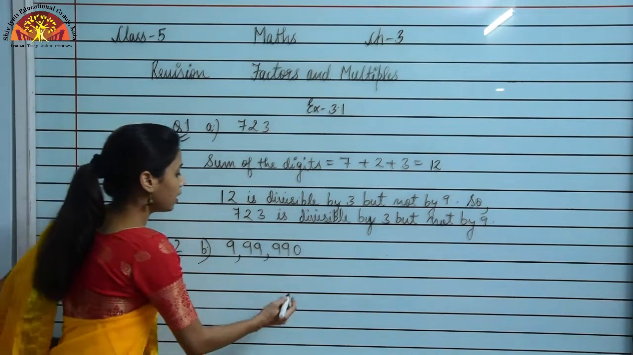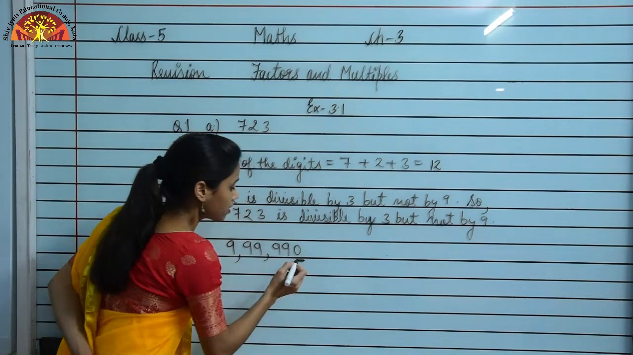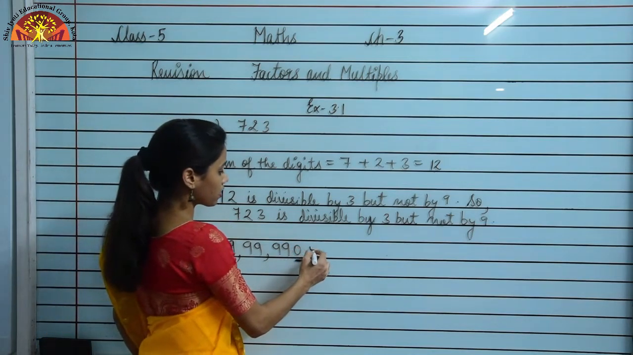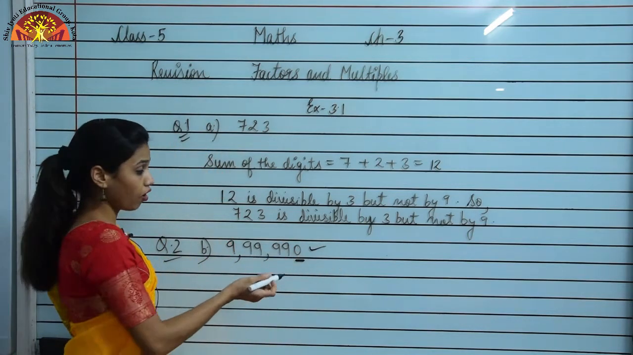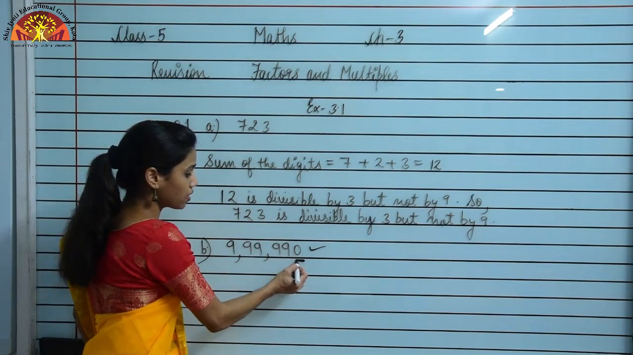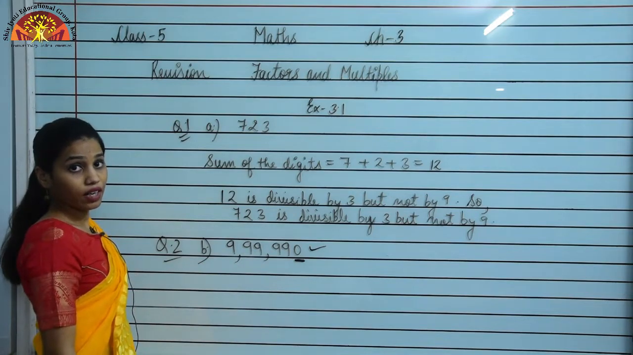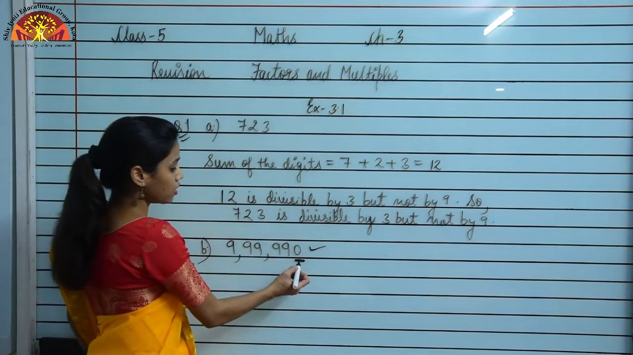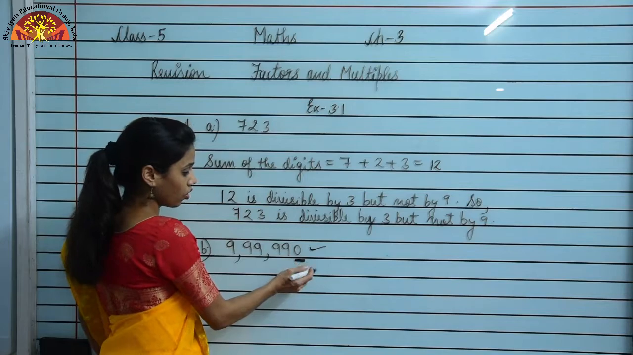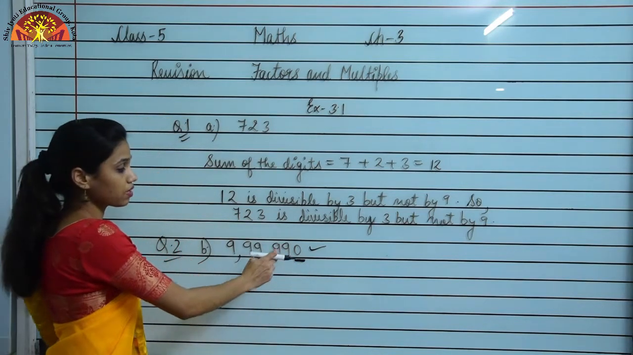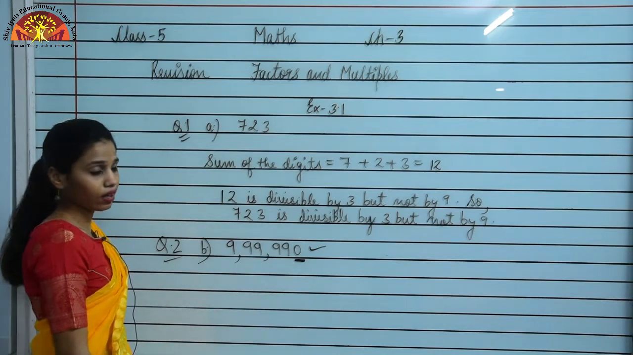Now see, if the digit present at one's place is 0 or 5, then it means this number is divisible by 5. Or if the digit present at one's place is 0, then it means this number is divisible by 10. Now as you can see, the digit present at one's place is 0. One's place पे जो digit है वो already 0 है. इसका मतलब this is divisible by 5 and 10 both.